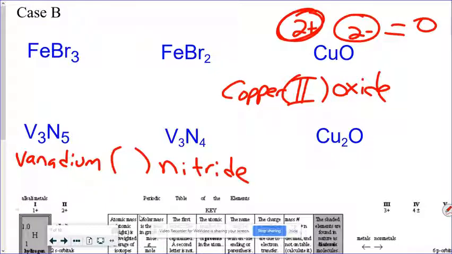Now I go and I do the charges. I look in the charge in the nitrogen box, it's a 3 negative. But there's 5 of them, so that's 15 negative overall for all the nitrogens. The vanadiums must be equal to 15 positive overall to balance out that 15 negative. But there's 3 vanadiums. So this 15 needs to be divided amongst those 3. Or take 15 divided by 3 and you get 5. So each vanadium is 5. So this is vanadium 5 nitride.